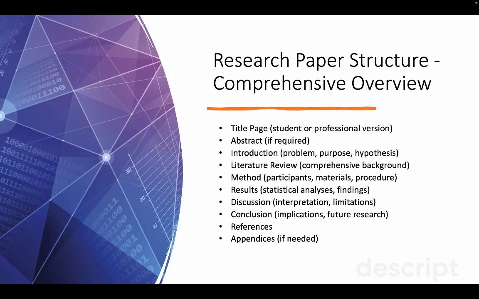Research paper structure, a comprehensive overview to include title page, student or professional version, an abstract if it's required, an introduction, so the problem, purpose, hypothesis, a literature review, comprehensive background, method, which includes participants, materials, procedures, your results, so the statistical analyses and findings, a discussion, the interpretation, limitations, and the conclusion would include implications as well as future research. Then you have your references section on its own page, and then appendices if needed.